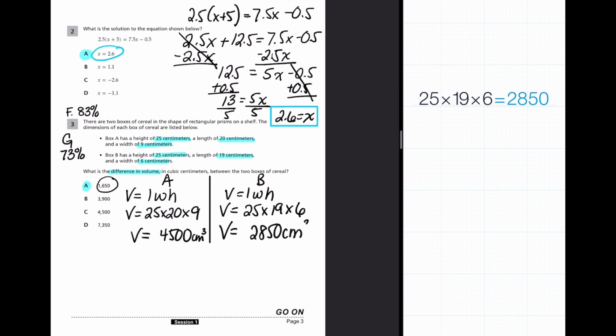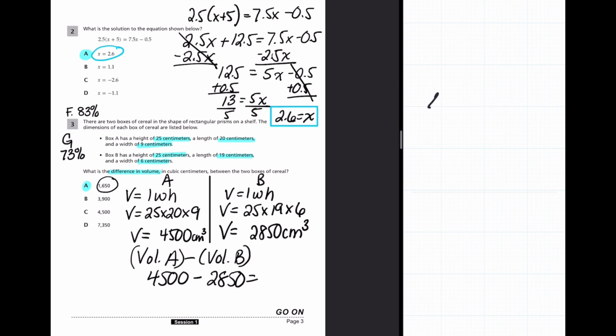2,850 centimeters cubed. And I want the difference between them, so I'm going to do volume of A minus volume B. So 4,500 minus 2,850. And I get 1,650 centimeters cubed. And there's my answer, so you can see it there.